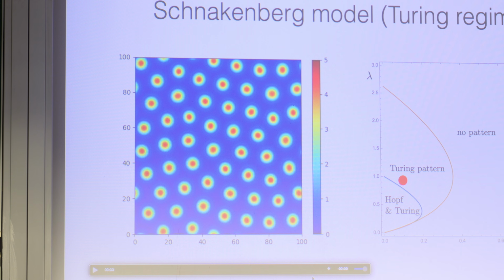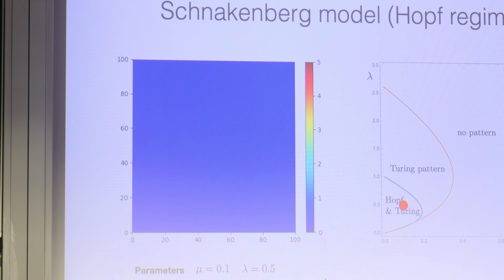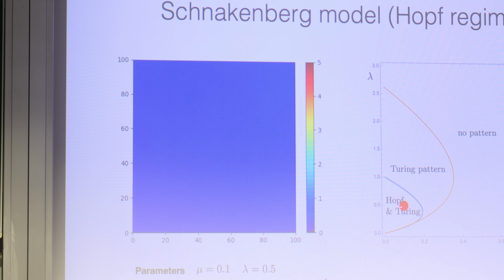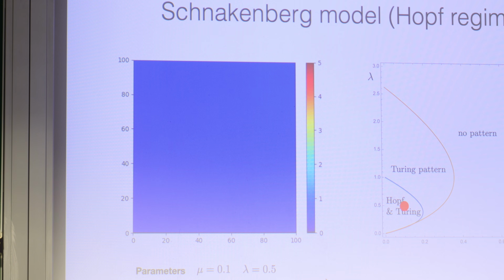Good, let's go to a different regime. Let's now go there, where you have 2 types of instabilities. The system is unstable already to spatially uniform perturbations and thus oscillates. And it's also unstable to spatial modulations. And that's then reflected in this type of behavior.